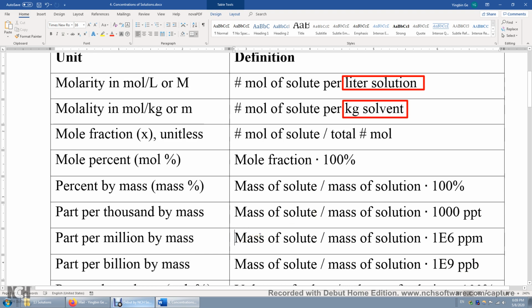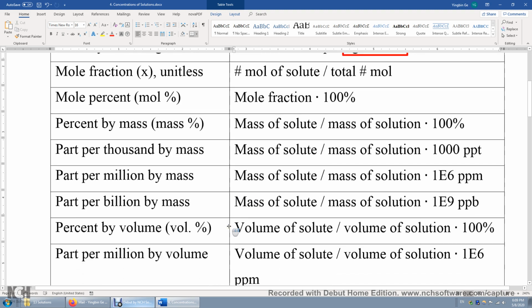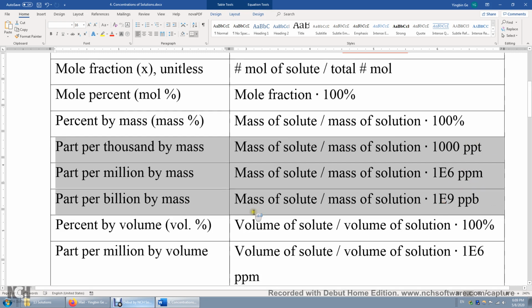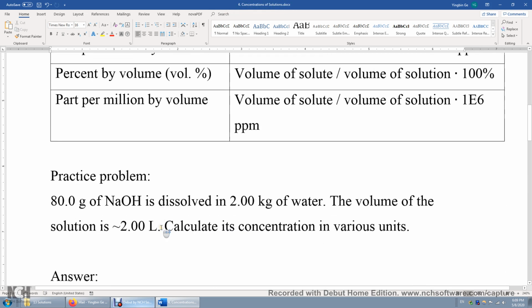Sometimes we mix two liquids, and it's more convenient just to measure the volume of the liquid rather than weighing the liquid. And then there's percent by volume. It's the volume of the solute divided by the volume of the solution times 100%. And also you can have ppt, part per thousand, part per million, part per billion by volume. So again, you just do this kind of multiplication correspondingly.